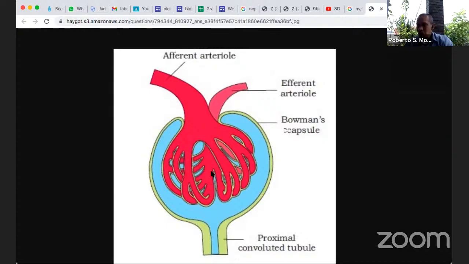So the speeding up of the flow of the blood in this glomerulus produces power, produces force, which is able to kick out so many substances out of this glomerulus. And actually that's the idea of this design.